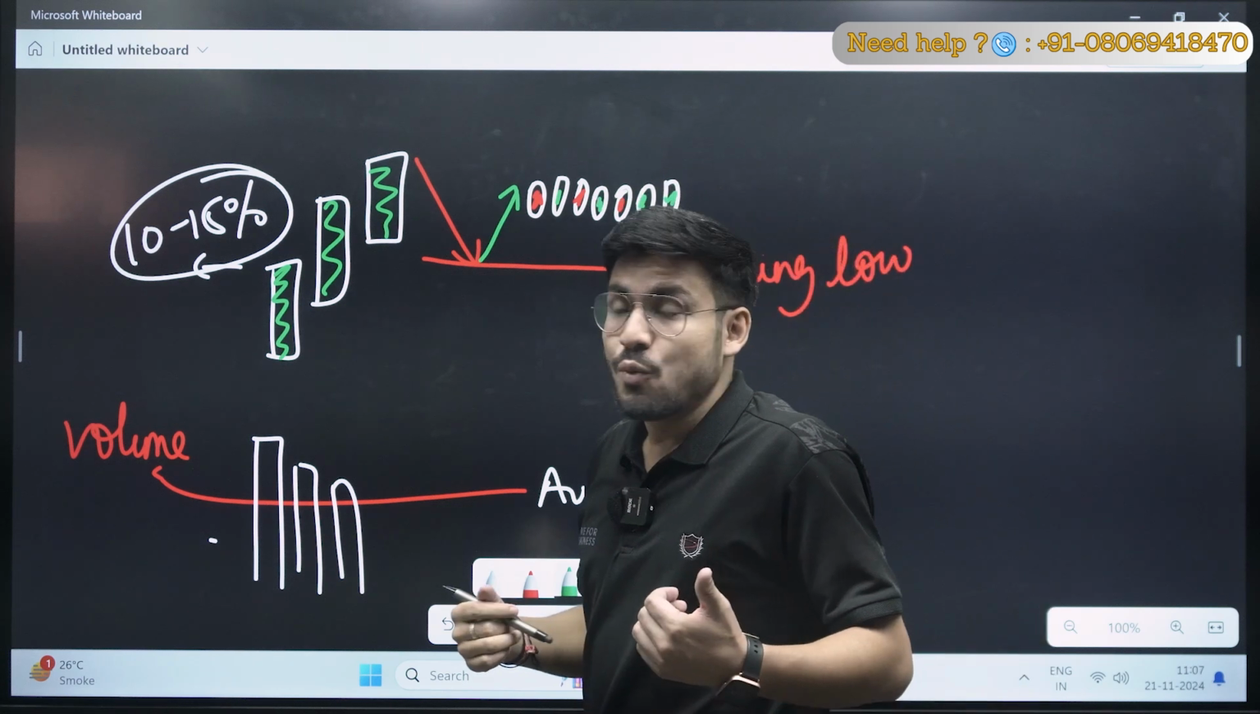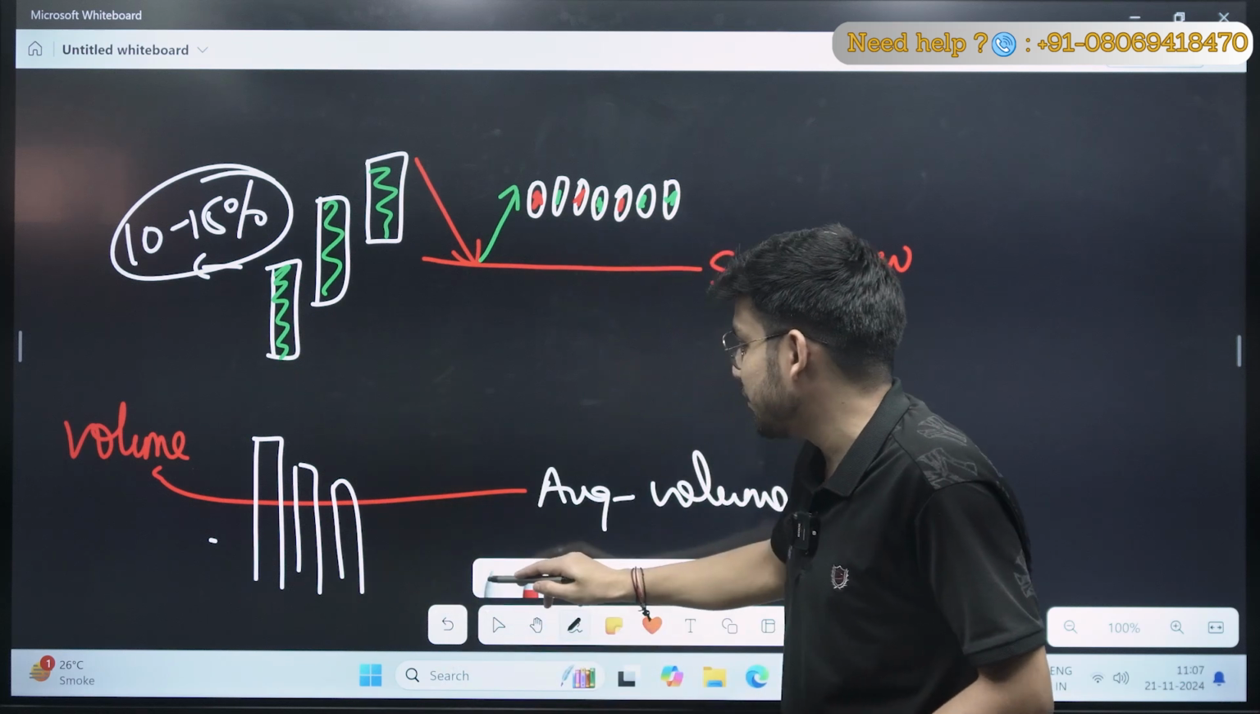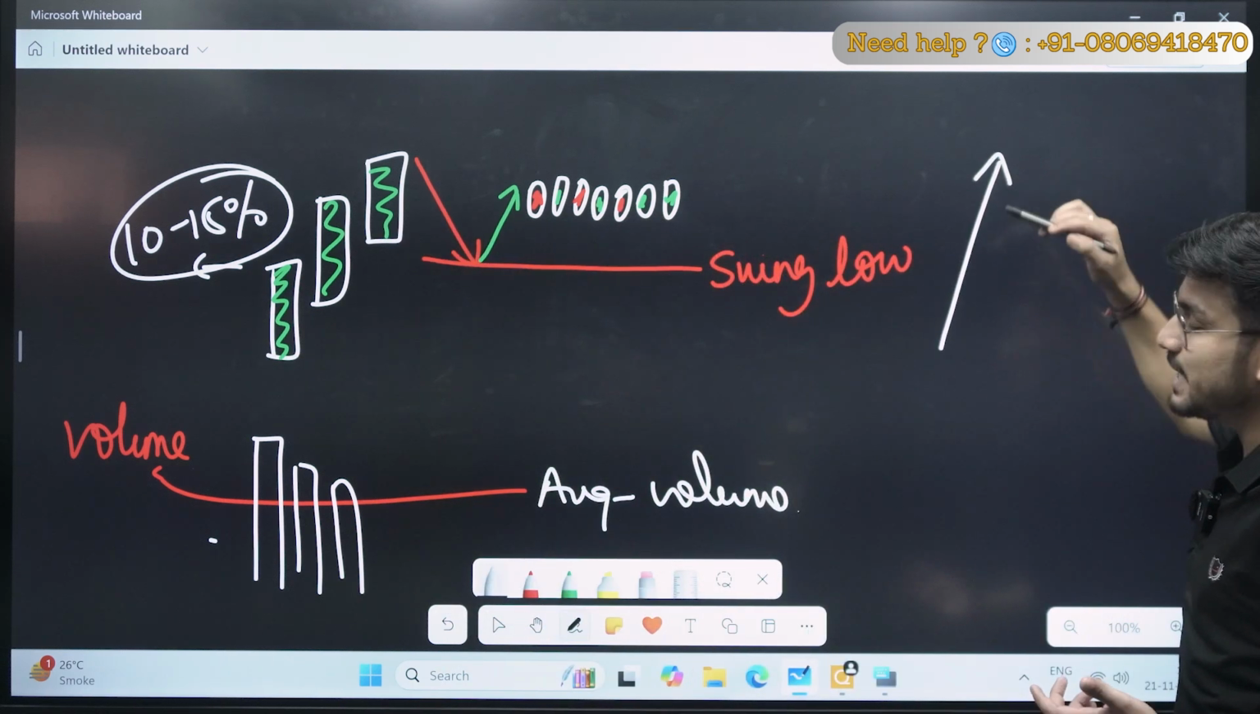Now why is it happening here? Because when there was a good movement in the market, at that time my volatility increased.